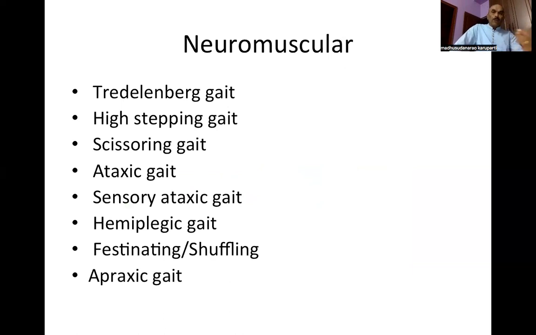Then coming to the neuromuscular or neurological causes, we have the Trendelenburg gait. Trendelenburg gait is nothing but a lesion in the gluteal muscles.